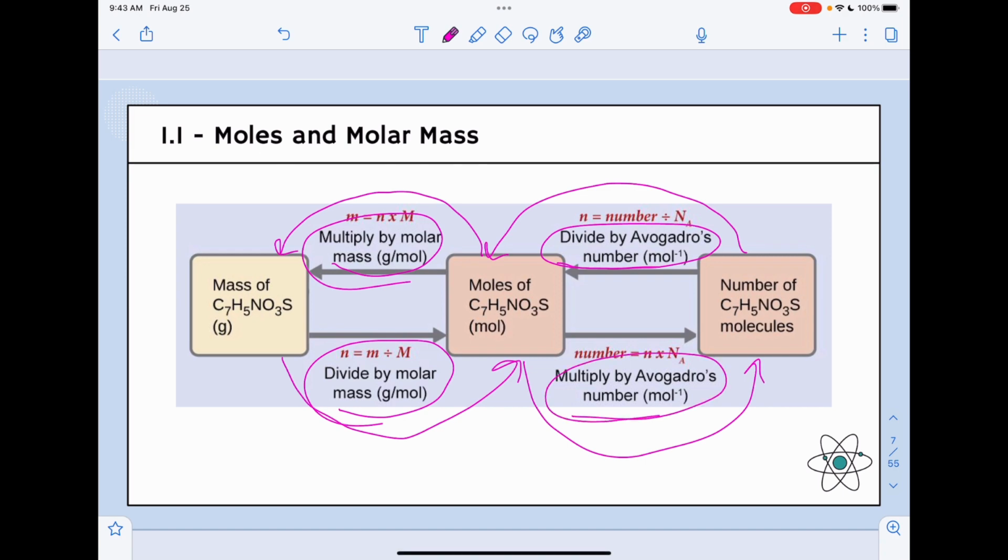So they go opposite of each other. If you're going to multiply by the molar mass, you're going to divide by Avogadro's number. If you're dividing by the molar mass, you're going to multiply by Avogadro's number. That's because each of these are in relation to 1 mole. So molar mass is the mass of 1 mole of a substance, whereas Avogadro's number is the number of molecules in 1 mole of a substance. So both of these are in relation to 1 mole of stuff.